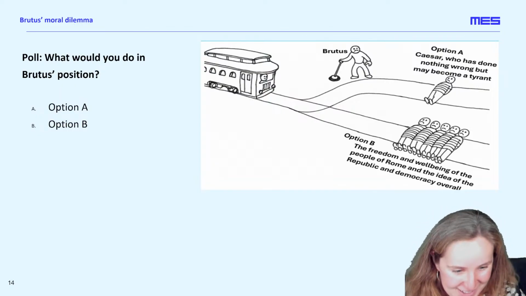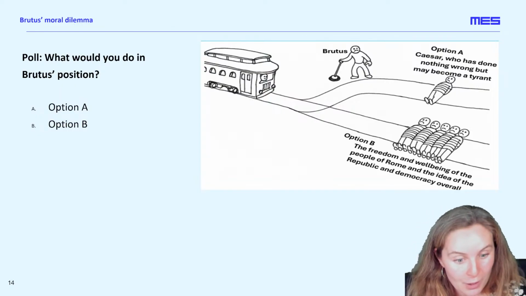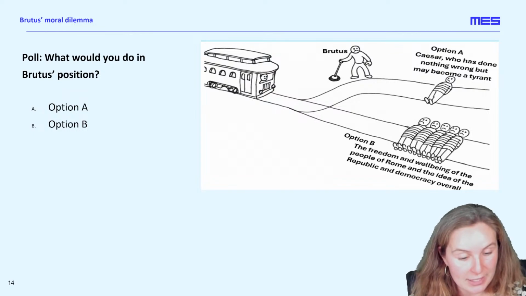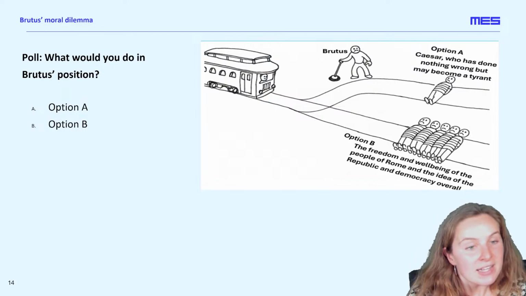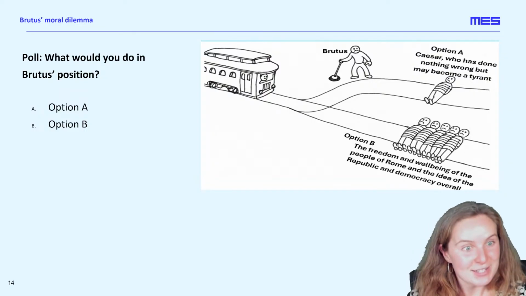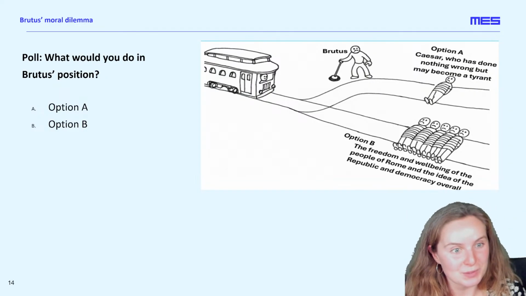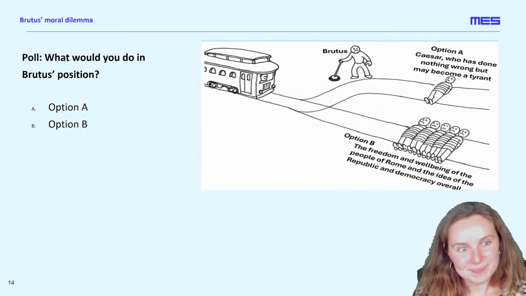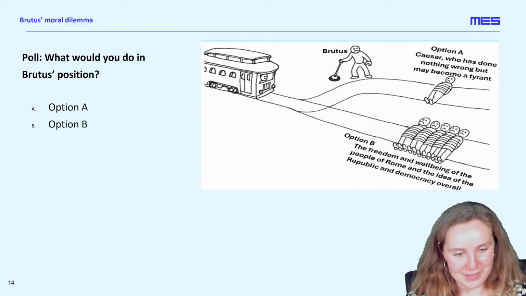A said this is hard. Yes, because Caesar could possibly not become a tyrant, and maybe having a king could be better. Exactly. This is what Brutus is thinking. So you're absolutely right. This is hard. That could be the subtitle of this play: this is hard. What do I do? Exactly. You're totally right on this.